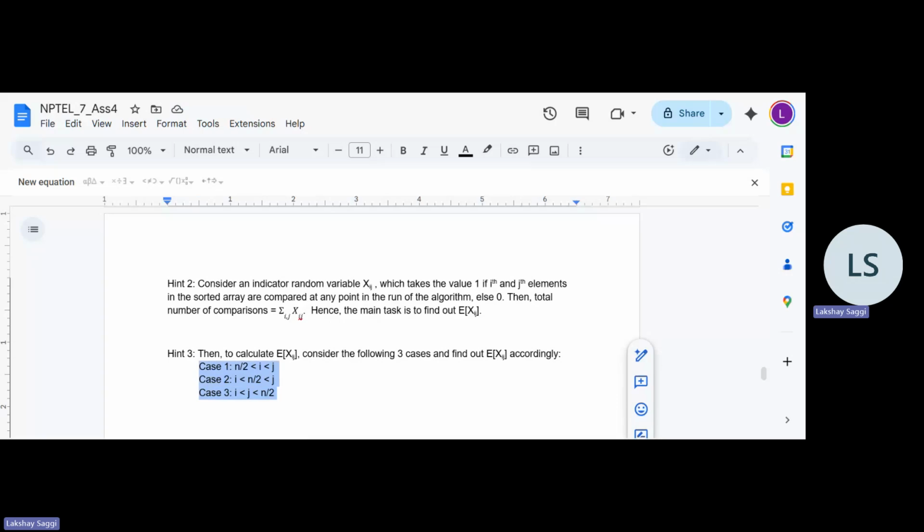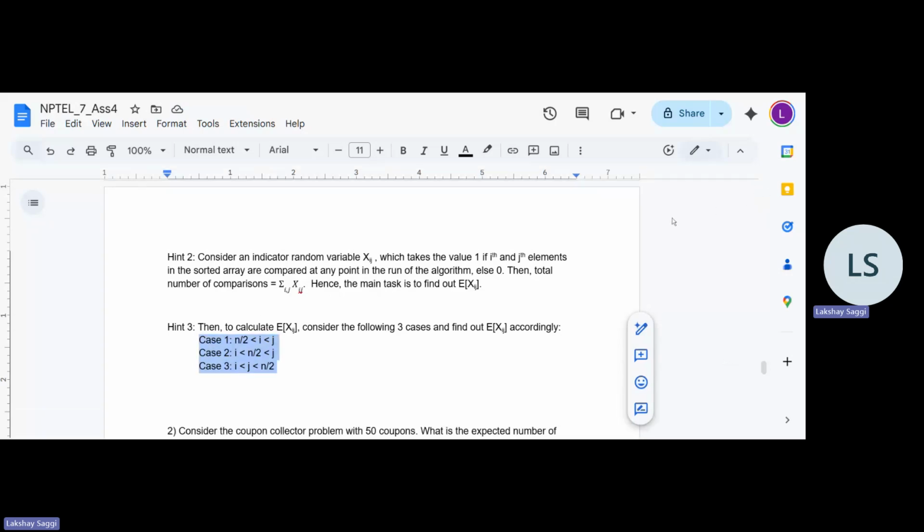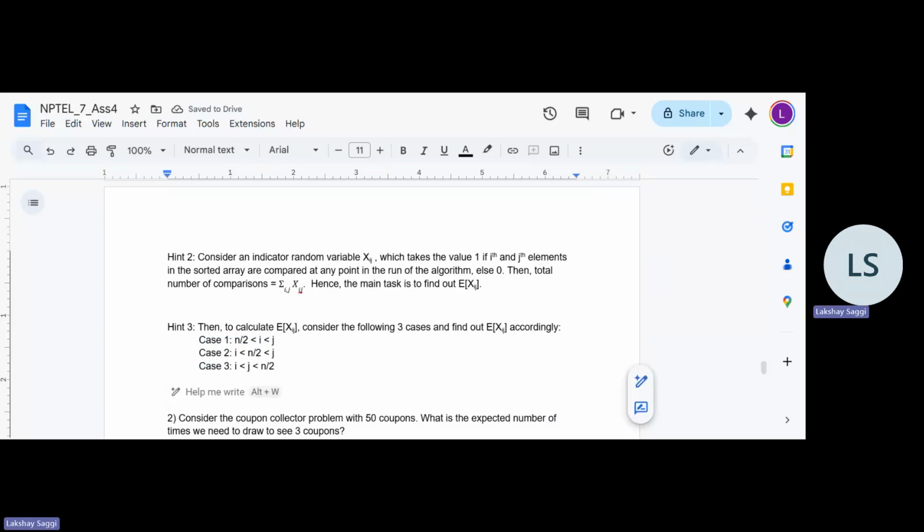You'll see that in some cases the calculations will go differently. And when you sum over these, you'll see that you don't obtain the n log n kind of thing, but an order n kind of thing. But this is the maximum hint which I can give. Otherwise, I'll just be giving away the whole solution.